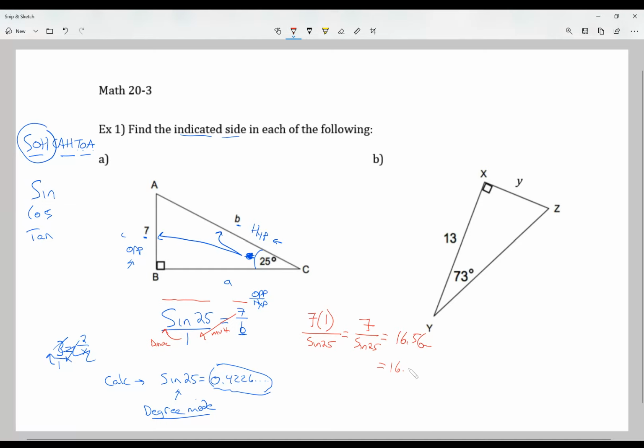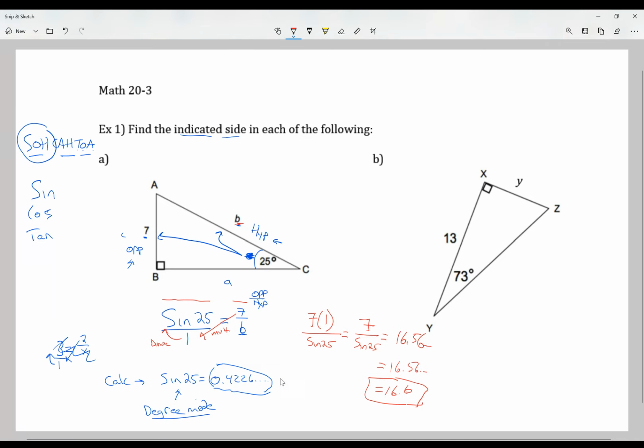So if you get that answer, 16.56 and change, then great. We can round that answer. If it asked us to round to the nearest tenth, we would have 16.6. And we don't have a unit. Our original 7 here wasn't in a unit. So that's the answer. That is the side length of B. B is 16.6 units long.